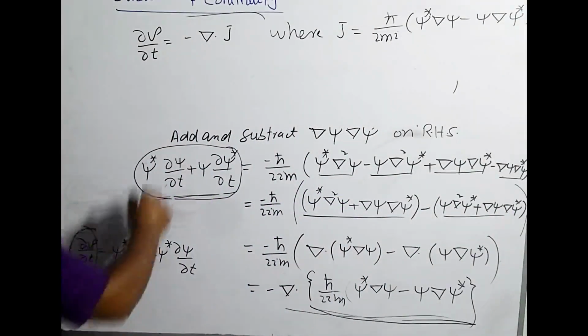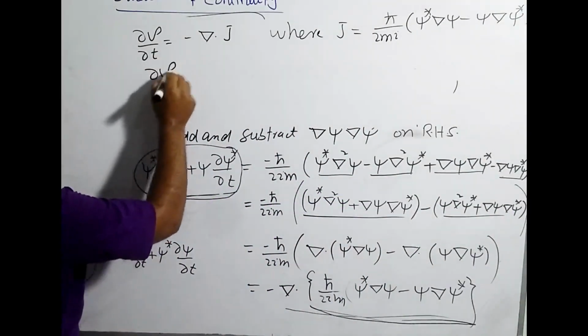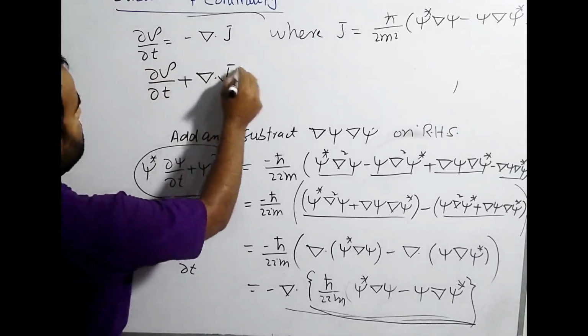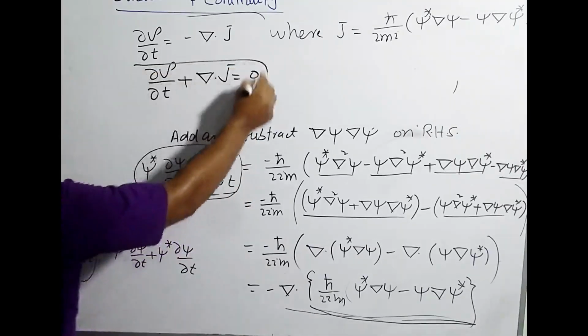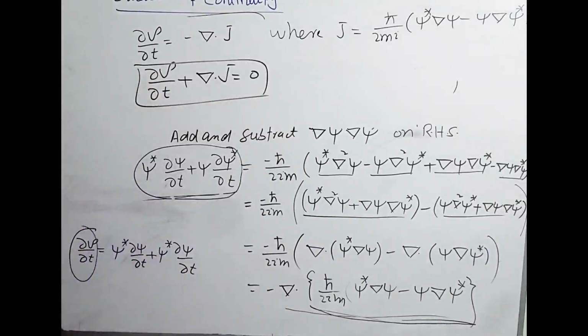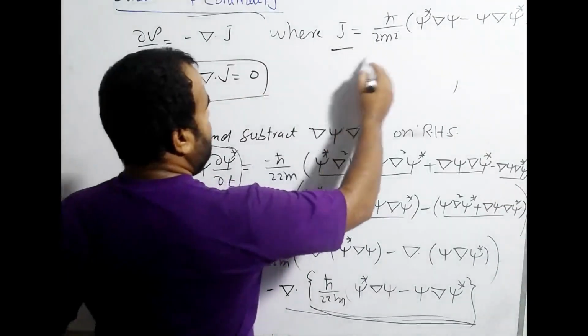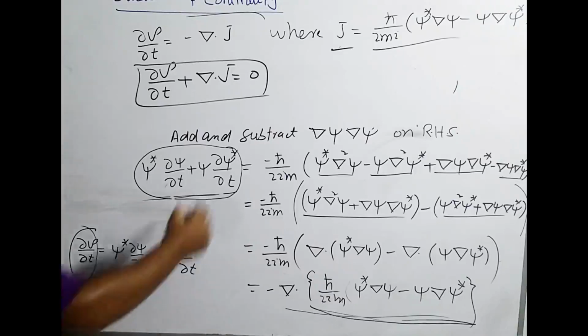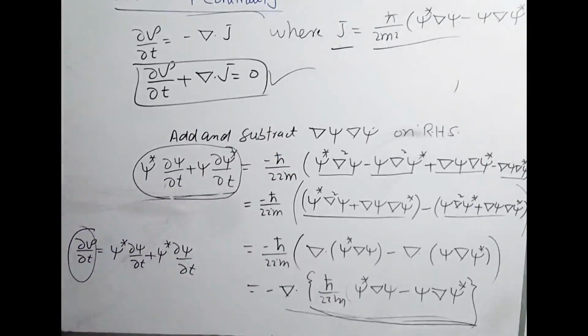So it can be written as partial rho divided by partial t plus del dot j is equal to 0. So this is the equation of continuity. We have derived the equation of continuity. Here j is also called probability current density. This value of j is called probability current density, and this is the equation of continuity that we have derived.